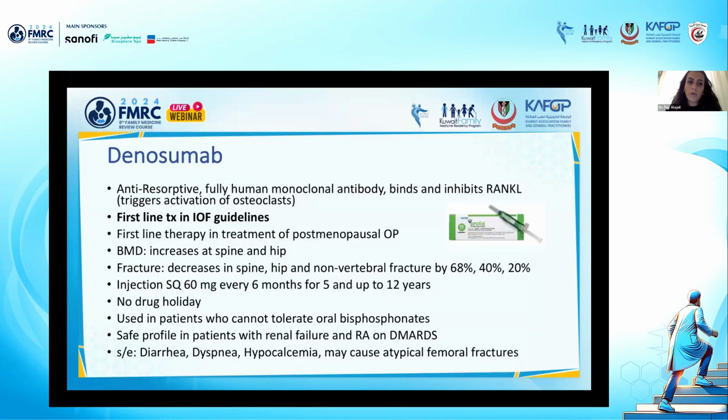Okay. Now, denosumab is available in primary care. It is an anti-resorptive agent that we use to treat patients with osteoporosis with a frax between intervention threshold and upper assessment threshold, the high-risk patients. It is an anti-resorptive, fully human monoclonal antibody. It is the first-line treatment in International Osteoporosis Foundation guidelines for postmenopausal women.